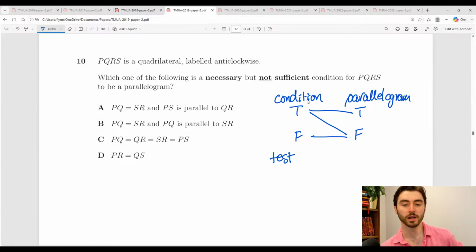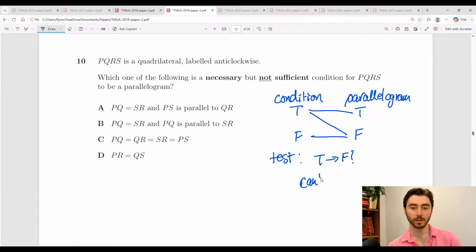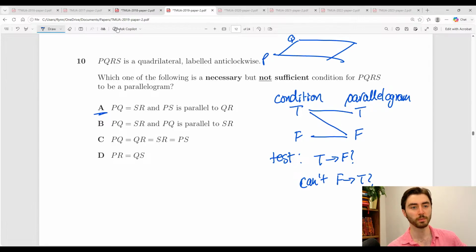We want to make sure there's two tests here. Can I get from true to false? And make sure I can't go from false to true. So here, in this first case, PQRS. Let's first get rid of the idea of being necessary. Can the condition be false and I still get a parallelogram? Well, let's think about a parallelogram. PQ labeled anti-clockwise. Shouldn't really matter, but I'll stick to what they're saying.